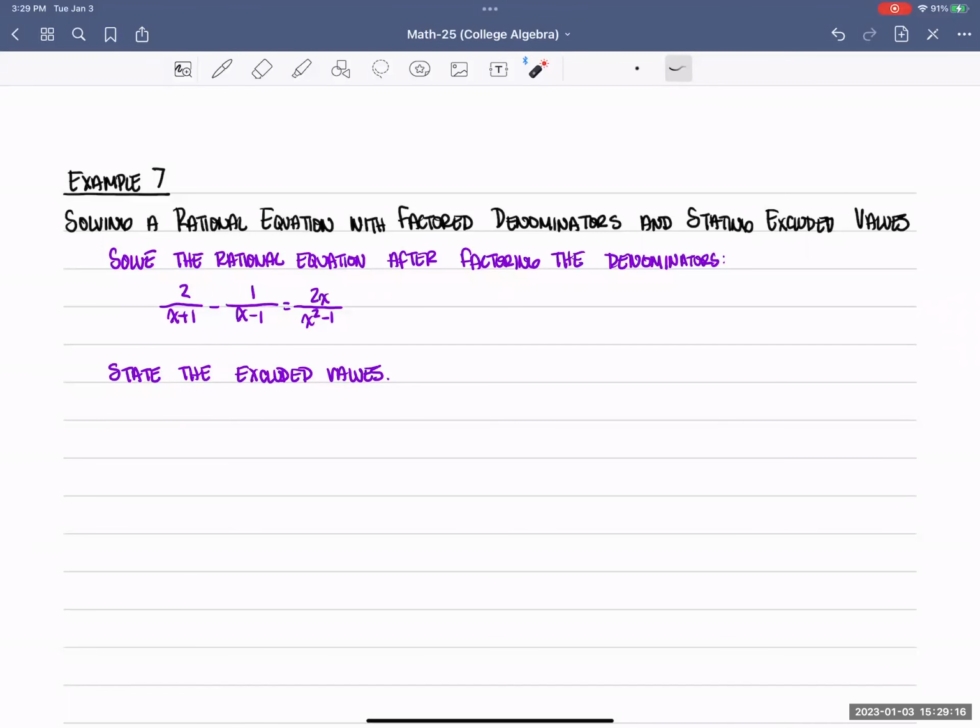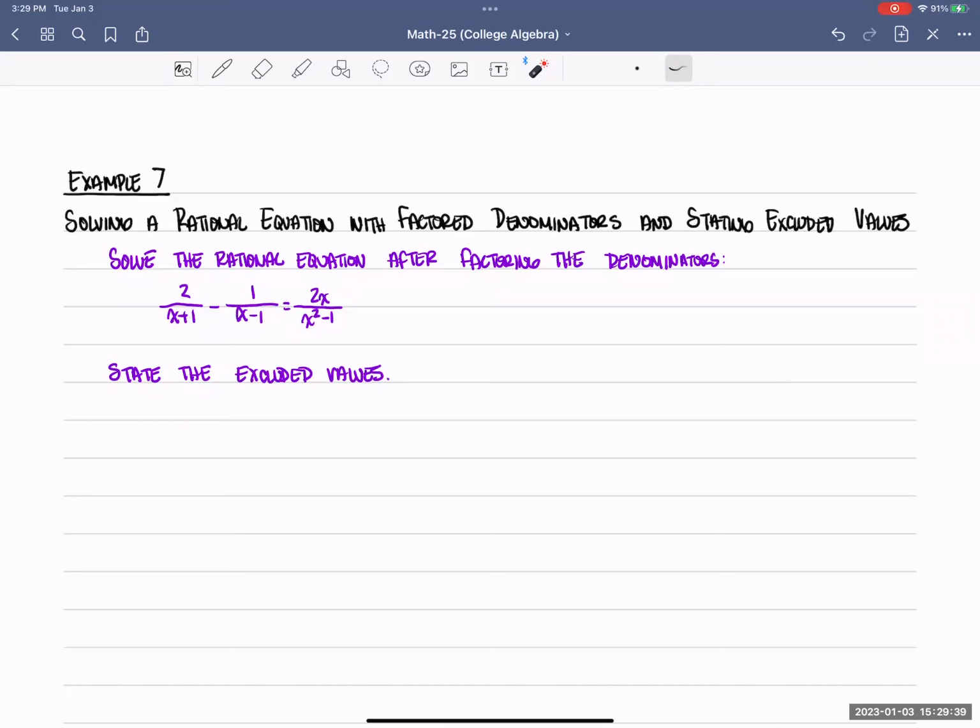Section 2.2, example 7, solving a rational equation with factor denominators and stating the excluded values. So we're going to solve this problem after factoring the denominators. And let's see what we have to do and state excluded values. So again, like I said in the previous video, we do not want the denominators to ever equal 0.